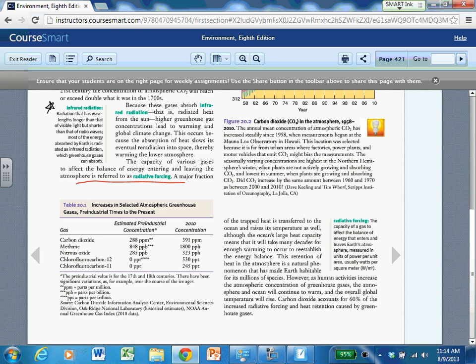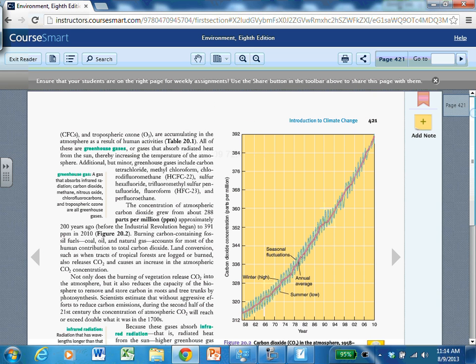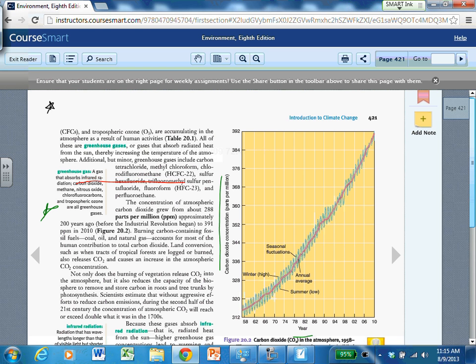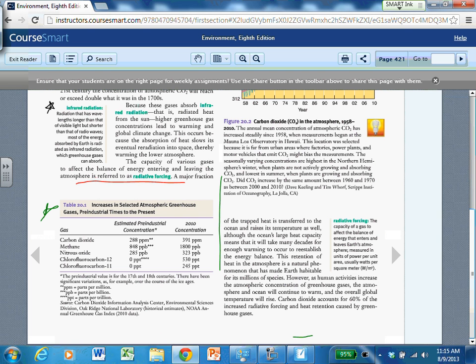And then there's this table that gives pre-industrial concentrations and the 2010 concentrations of carbon dioxide, methane, nitrous oxide, chlorofluorocarbon 12, and CFC 11. Those are 0 because they didn't exist before we made them. And then another diagram up here on the amount of carbon dioxide concentrations versus the year and the annual increase of that. And I would read the caption to that.